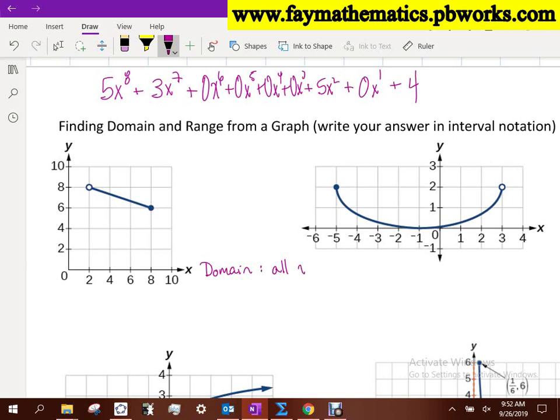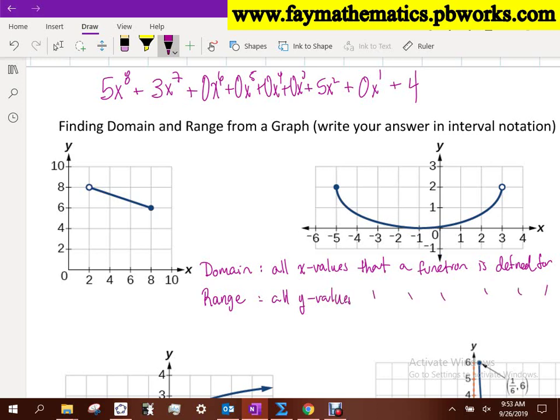The domain is all x values that a function is defined for. Ultimately, it's the collection or the infinite list of all the x coordinates of all your ordered pairs of a graph or a function. A range then is the what? Yes, all y values that a function is defined for.